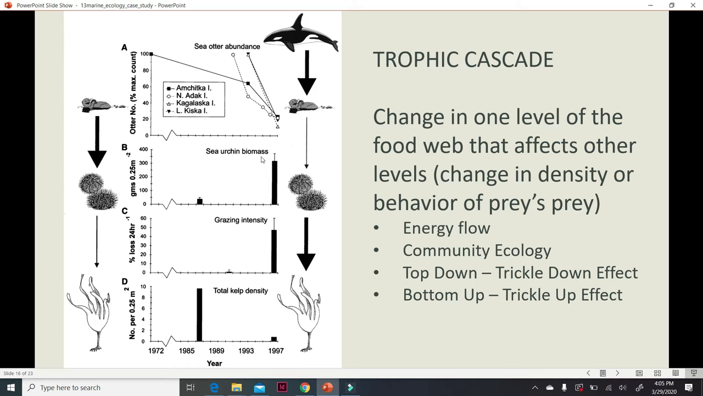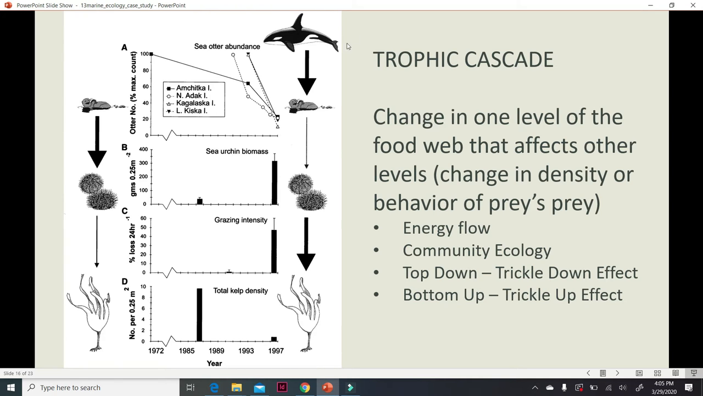Let's take a look at this figure over here on the left. So all the way over here, this is the traditional food chain where we have otters that are heavily controlling. See this big arrow? That means it's a heavy control. Otters are heavily controlling the population of urchins, and because of that, urchins have very little control over the population of kelp.